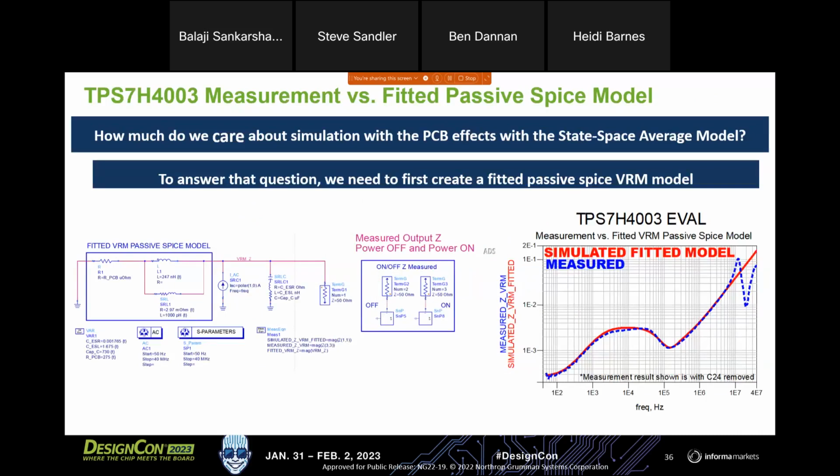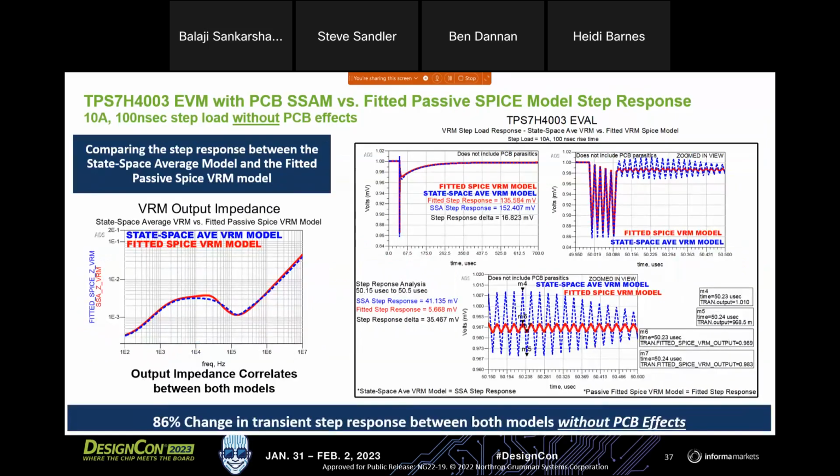And you can see that right there on the right plot. And you can see our fitted SPICE model is pretty good, right, to the measurement. And we can go a step further and compare that fitted SPICE model to the output impedance of the state space average model. And again, it looks pretty close. But it's not exact, but it's still very close. And so now we can analyze this from a large signal perspective. And that's exactly what we did. We applied a 10 amp, 100 nanosecond step load. And in this case, we're showing the results without the PCB effects. And that's going to be important. And I'll show you why that's important in just a second.